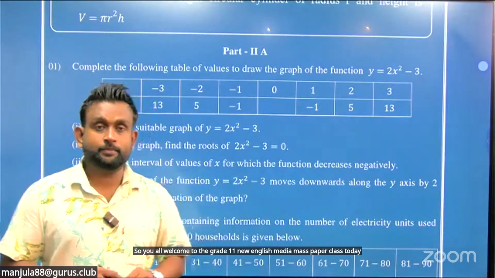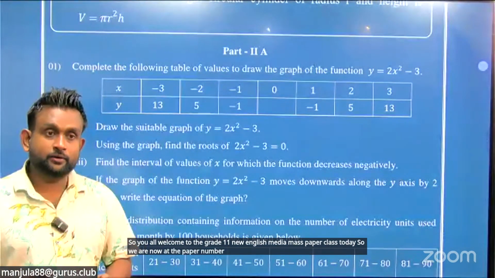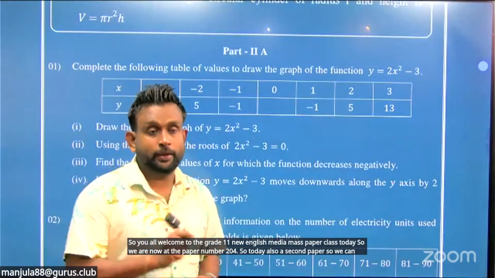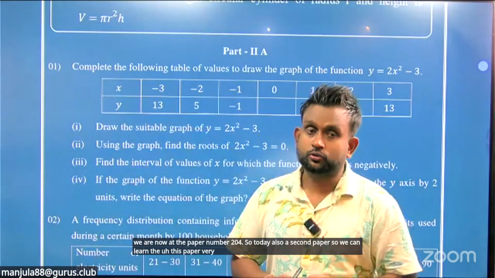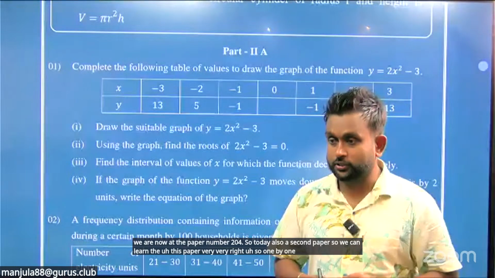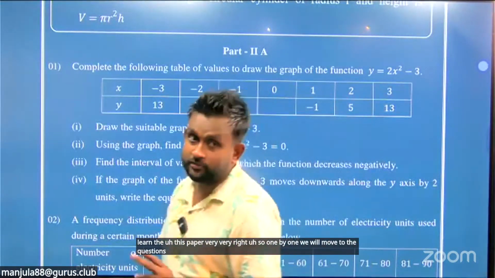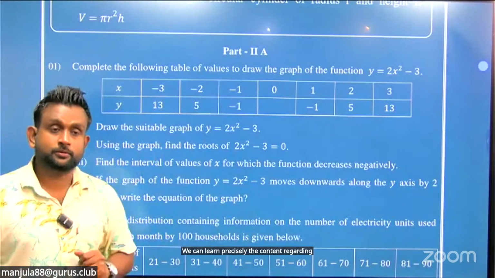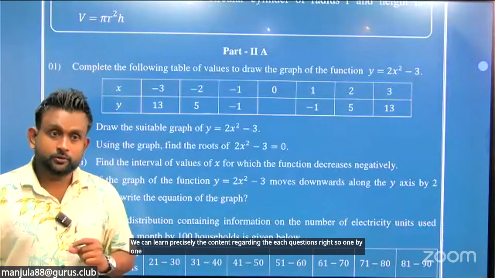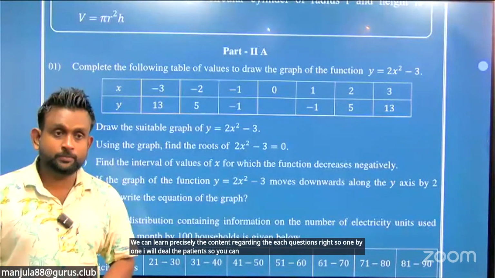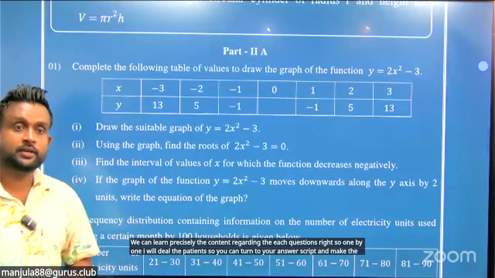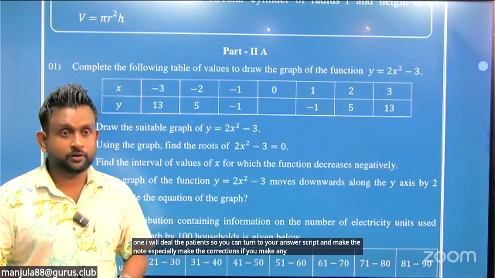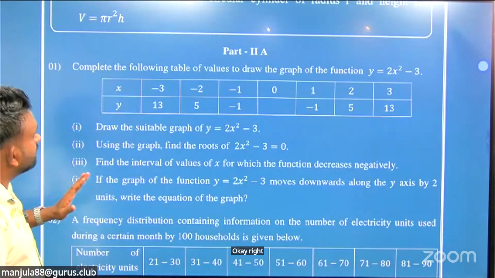So we are now at paper number 24. Today also a second paper. So we can learn this paper very well, right? One by one we will move to the questions. We can learn precisely the content regarding each question. One by one, I will deal with the questions. You can turn to your answer script and make notes, especially make corrections if you made any mistakes therein. Okay, right. Now we will move to this discussion.